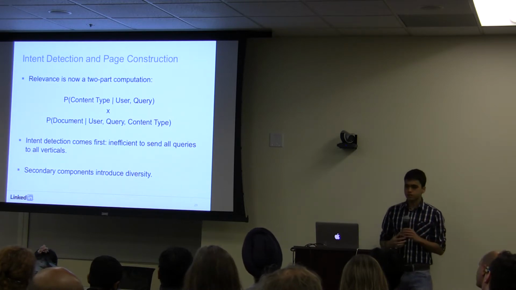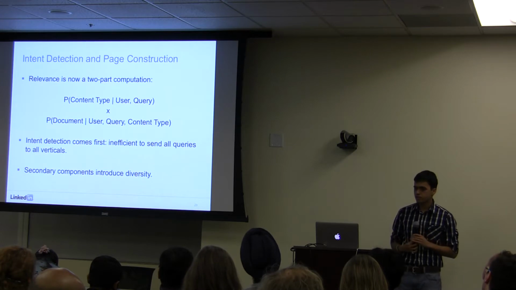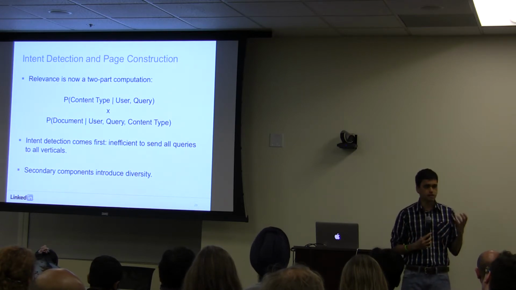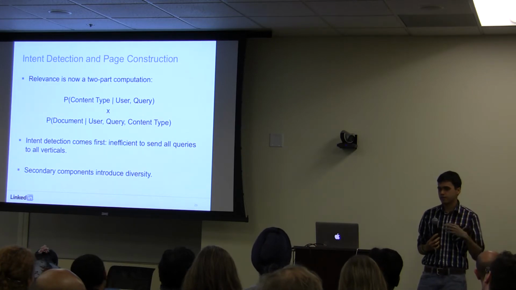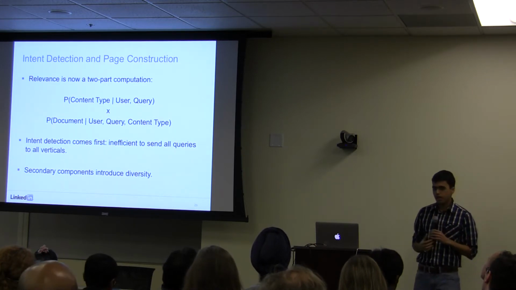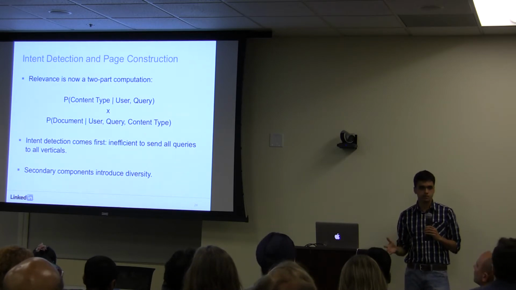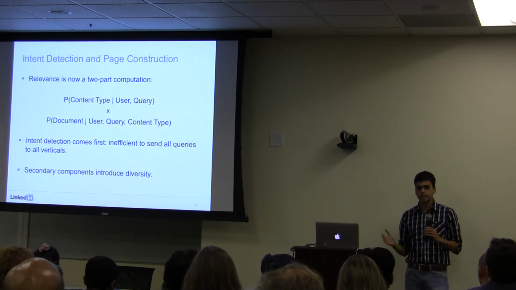What about the secondary components we saw in the screenshot on the previous slide? We are looking at secondary components and other types of content on the search result page as helping us in two ways. First, it helps us hedge our bets in terms of getting the intent right.